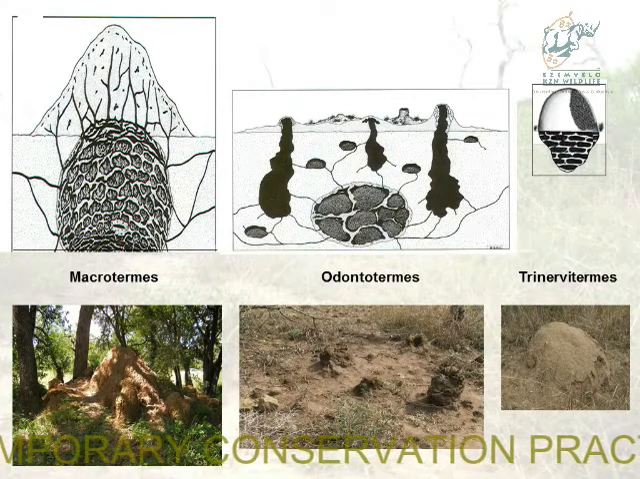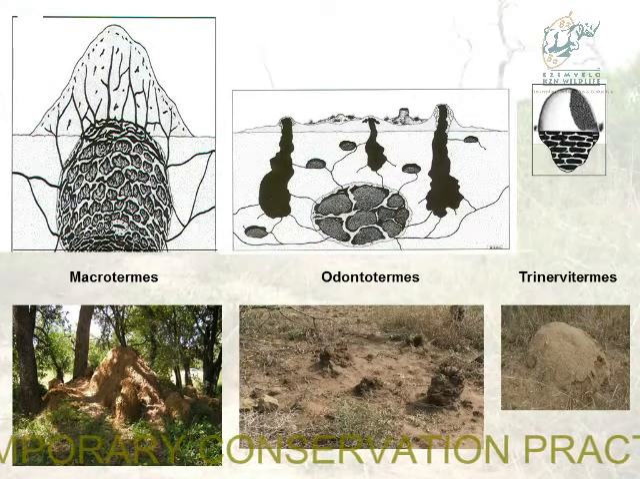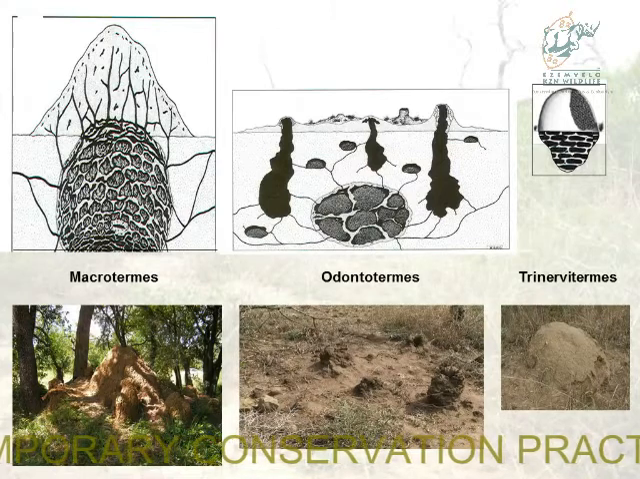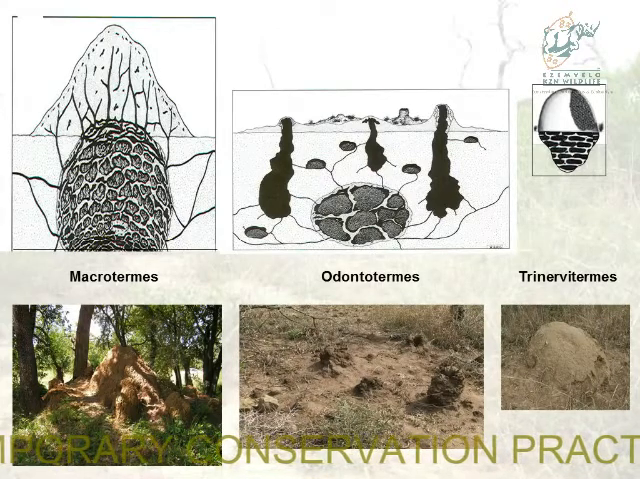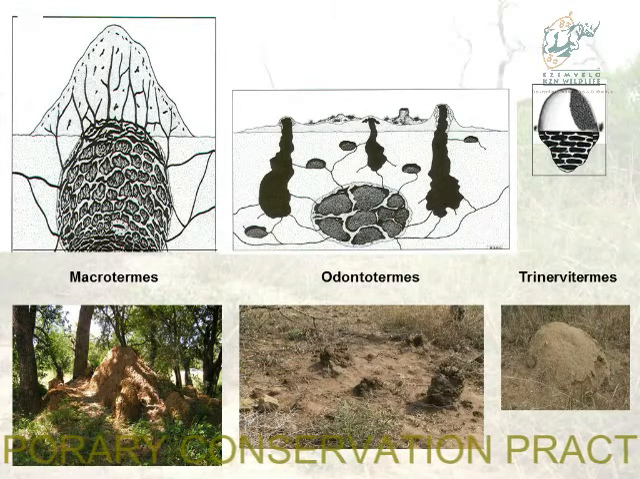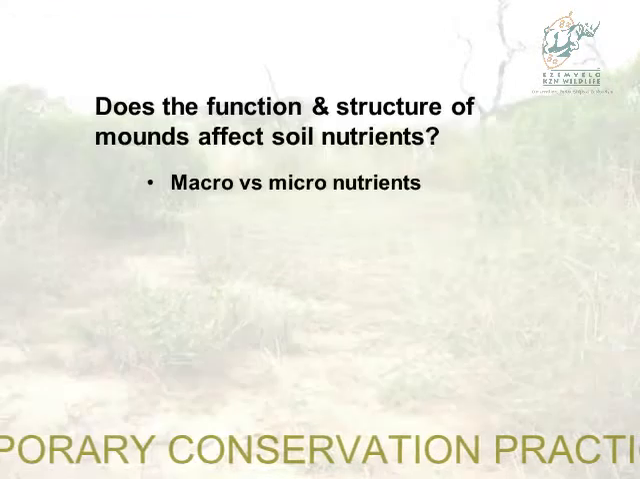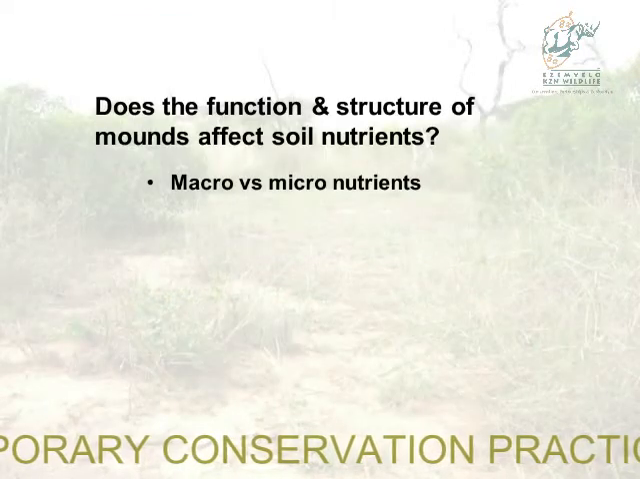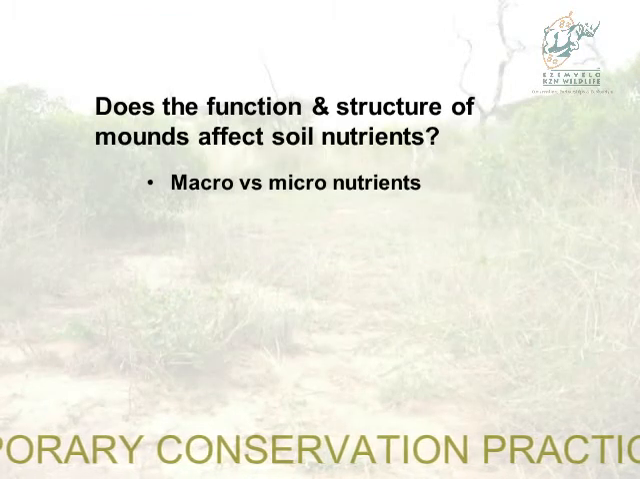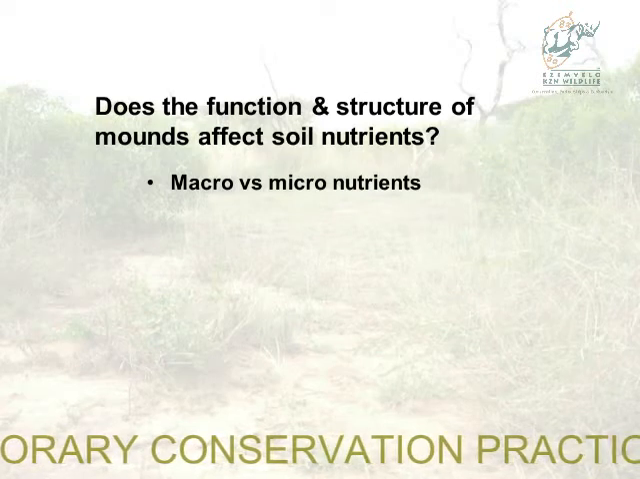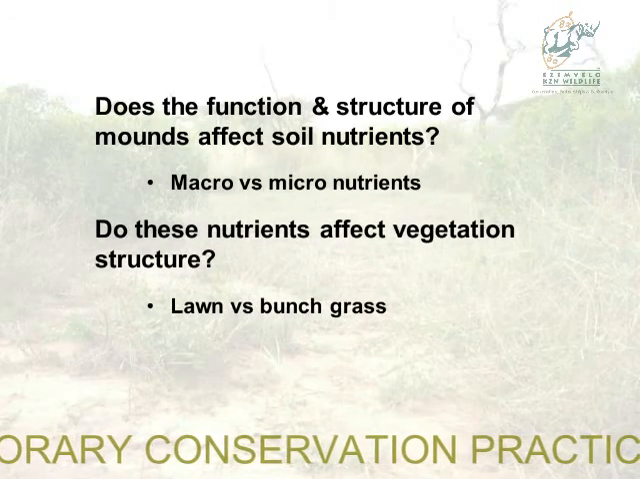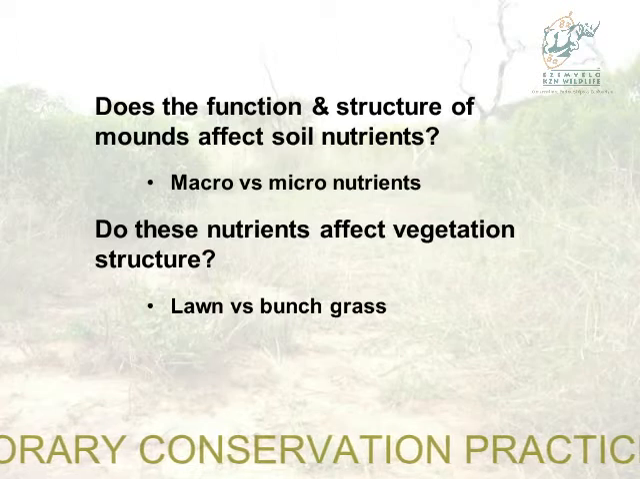Trinervitermes don't grow fungi, and they use their mounds merely as a barn, as a storage facility. And they build their mound differently as well. They build it from feces, so there's a lot of organic matter in those mounds. So the hypothesis for this section was, does the structure and function of the mound affect the nutrients in the soil? And then the nutrients in the soil, how does that affect the vegetation?